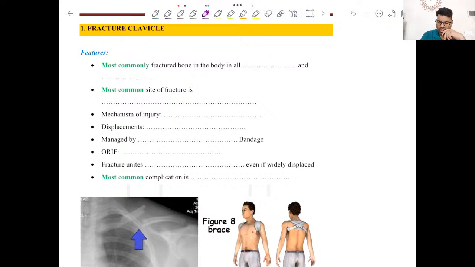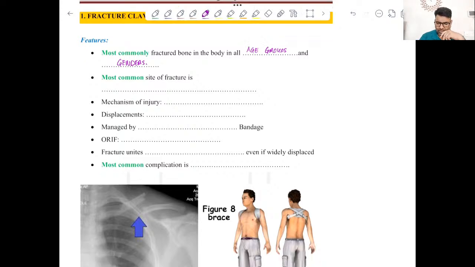and it is one of the most commonest bone fractured in the body in all age groups, right, and all genders. So if someone asks you which bone is commonly fractured in a child or in adult, in male, female, or at birth, the answer has to be fracture clavicle, right?